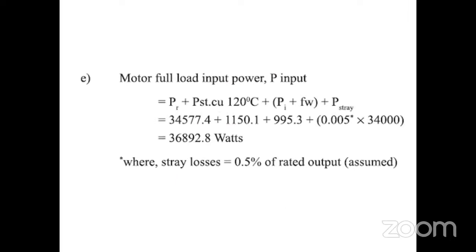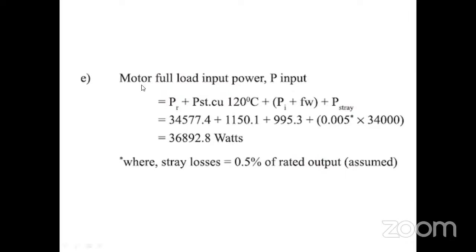Motor full load input power. What is that motor full load input power? What is that P rotor? P rotor, just we saw, sir, P rotor and P stator copper loss at 120 degrees centigrade. Okay, sir. The rotor input is coming after all the losses in the stator. So rotor input plus the losses made in the stator for copper plus the iron loss plus the friction and windage loss plus the stray loss.